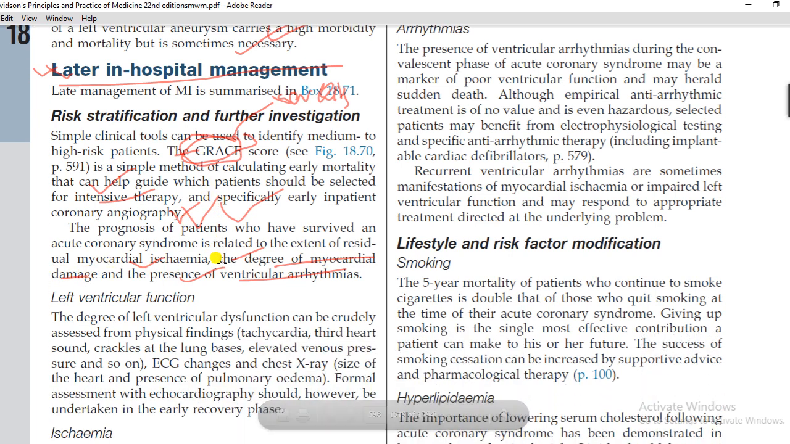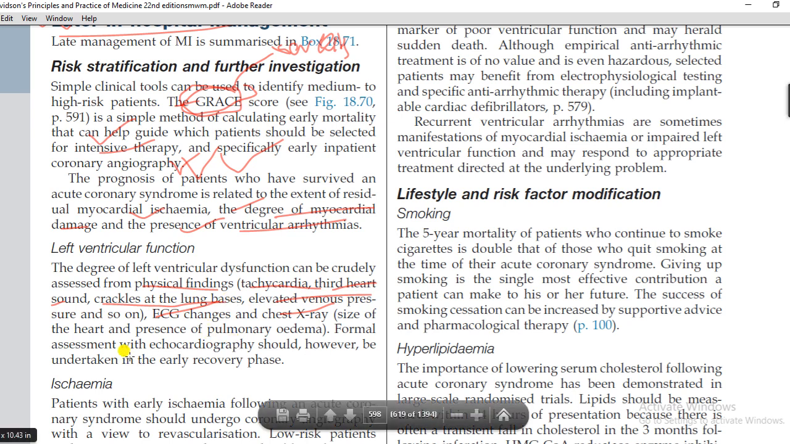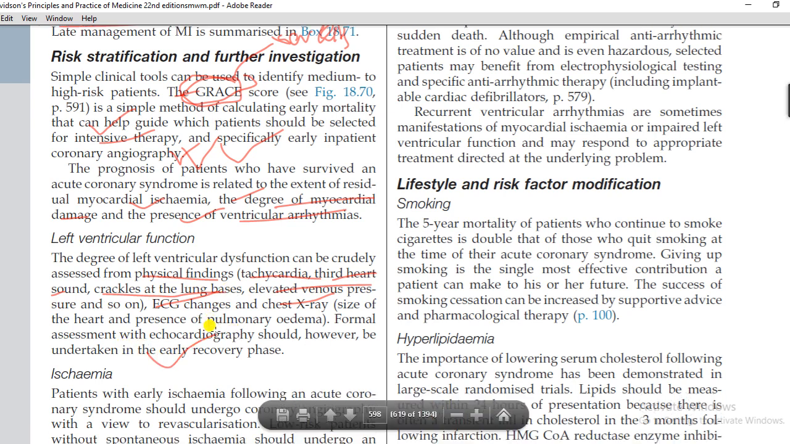Left ventricular function. The degree of left ventricular dysfunction can be crudely assessed from physical findings such as tachycardia, third heart sounds, crackles at the lung bases, elevated venous pressure, and so on. Electrocardiogram changes and chest X-ray, size of the heart, and presence of pulmonary edema also help. Formal assessment with echocardiogram should however be undertaken in the early recovery phase.